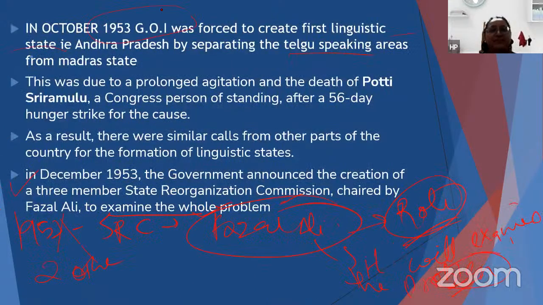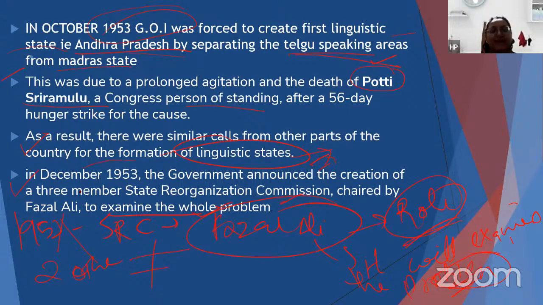Now, in October 1953, the government was forced to create the very first linguistic state, that is Andhra Pradesh, by separating the Telugu-speaking areas from Madras. And why did it happen? Because of the death of Potti Sriramulu, जो कि Congress person थे, because of his death, the government was forced to create Andhra Pradesh. Now, because of this, what happened? Other states spoke out. They also demanded कि हमें भी linguistic basis पे अलग होना है. Okay, they also demanded the same thing. If you are forming state on the basis of language, then we also want that.